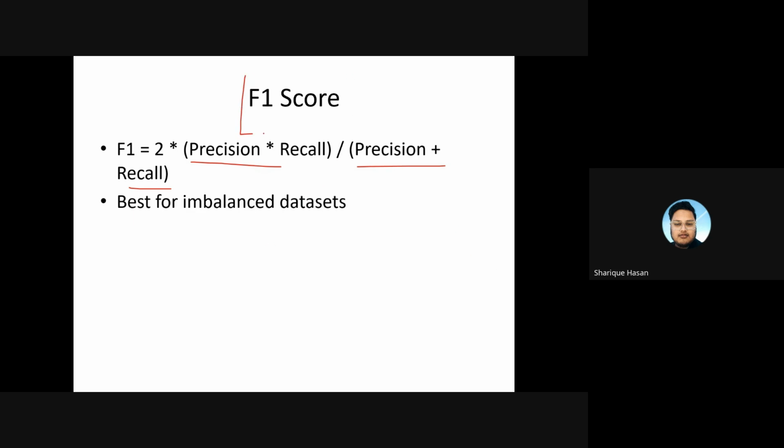Why do we use the F1 score? Because we have many scores which are correct, such as recall and precision. So we combine all of them into one, the F1 score. And in any project, the F1 score is very important. Accuracy is also important, precision is also important, but the F1 score is important. Okay.